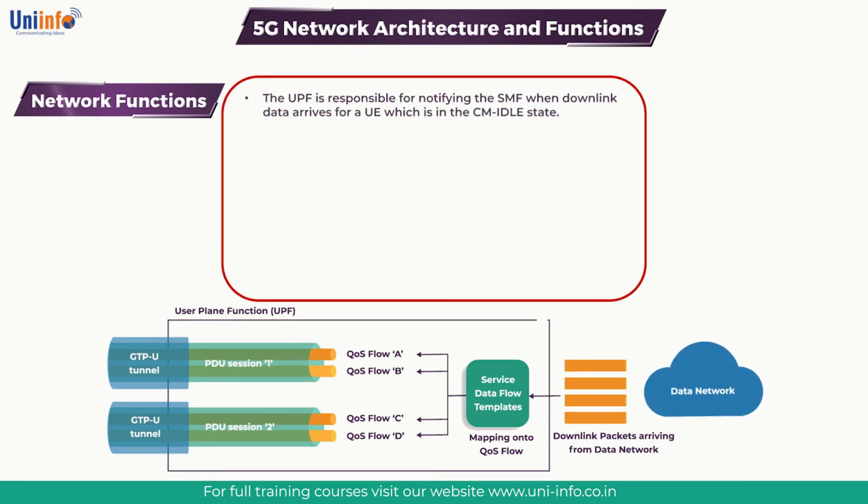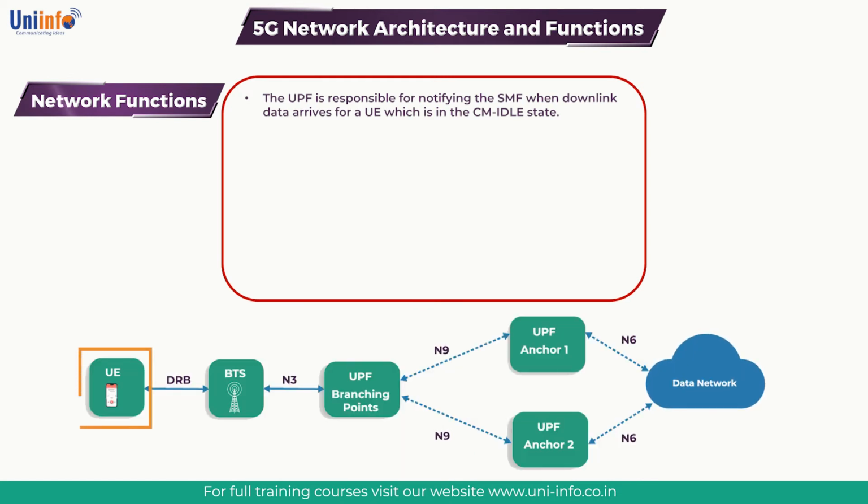The UPF is responsible for notifying the SMF when downlink data arrives for a UE which is in the CM idle state. That is, the UE needs to be paged before the data can be forwarded across the N3 interface towards the base station. The downlink data is buffered by the UPF while waiting for the UE to establish its connection and move into the CM connected state.